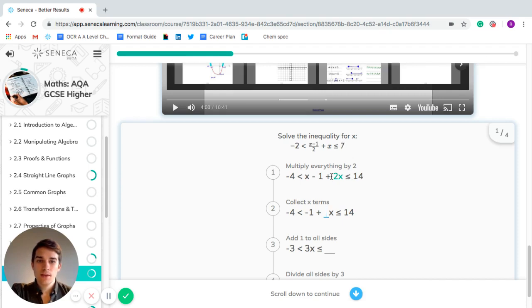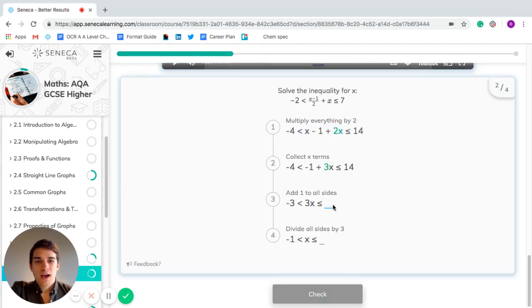The next thing I'm going to do is collect the x terms. Here in the middle we've got an x, subtract 1, add 2x, so we can bring together those x's. There's a positive x and 2 positive x's, so that'll be 3 positive x's in total. So add 1 to both sides. That's to get rid of this negative 1 here, because we want x to be on its own in the middle, remember. So add 1: negative 4 add 1 is negative 3, and 14 add 1 will give you 15.